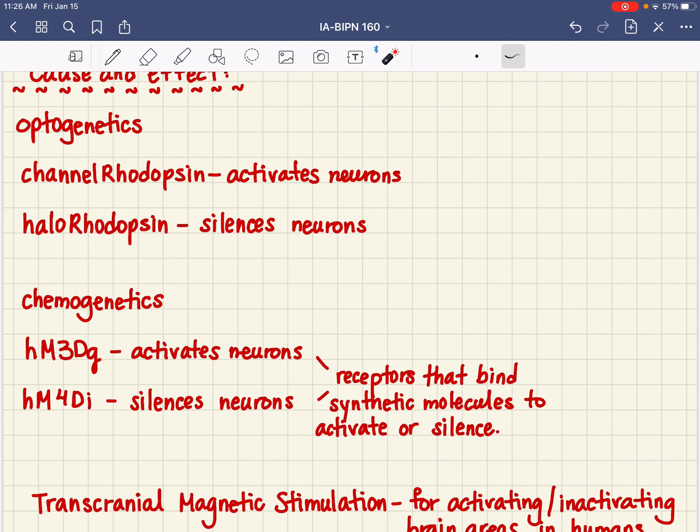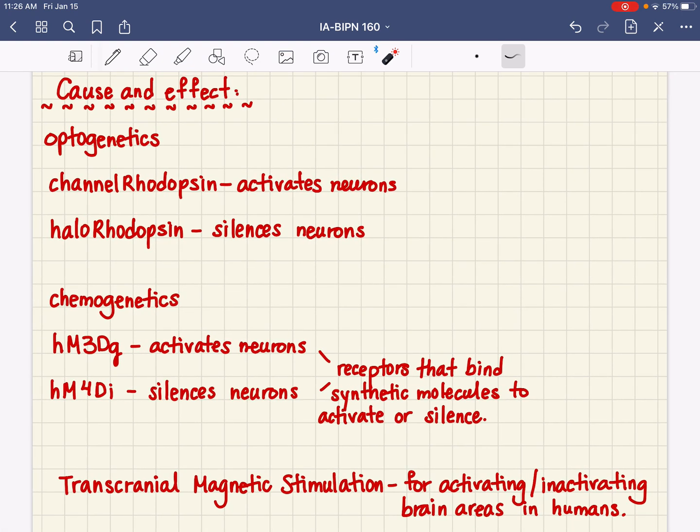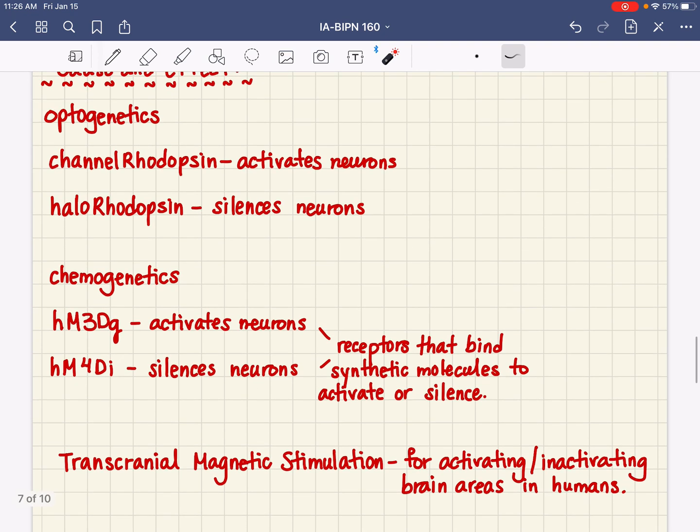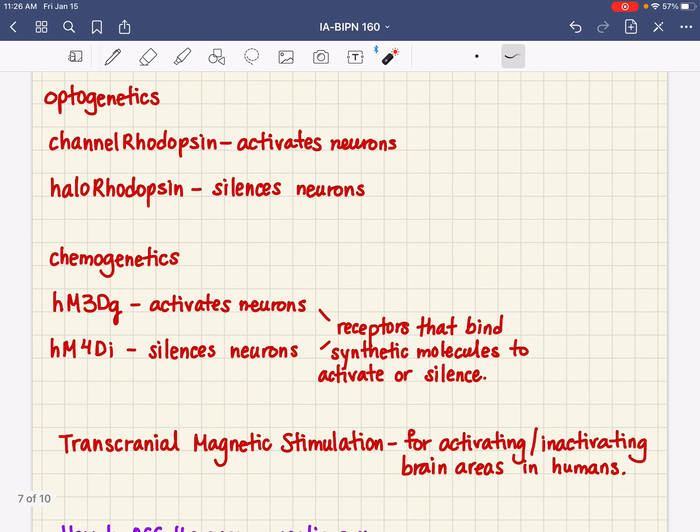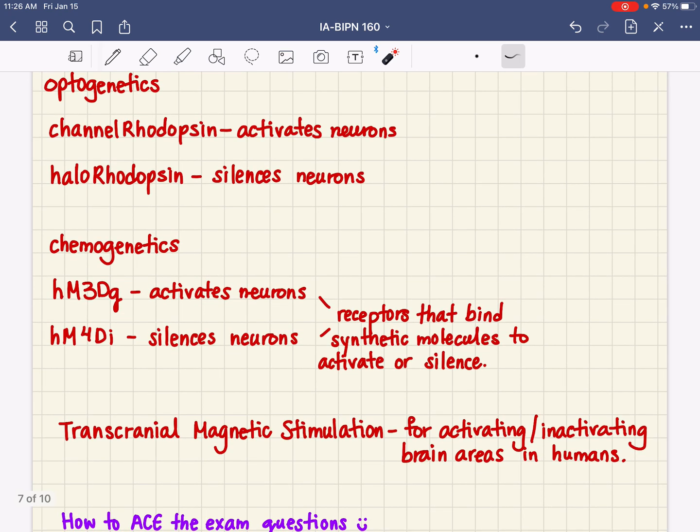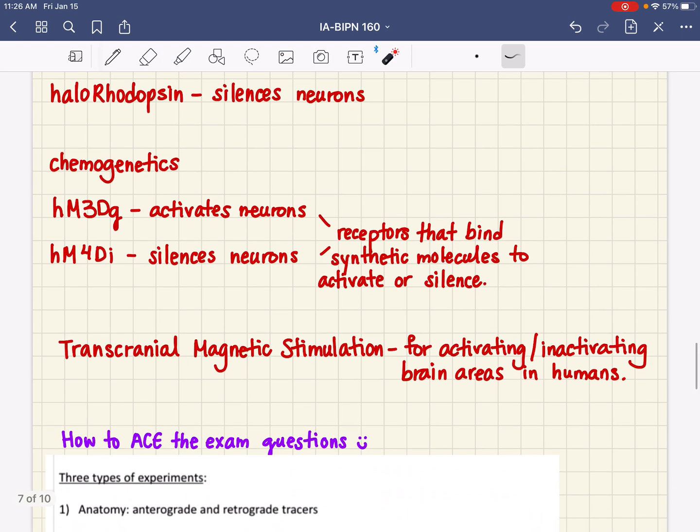I'm not quite remembering it. But channelrhodopsin will activate neurons by allowing positively charged ions to come into the neuron. And then halorhodopsin is a channel that will silence the neurons by allowing negatively charged ions to come into the neuron. So by using optogenetics, we will be able to activate or silence different parts of the brain to see whether that part of the brain is required or necessary for a certain function.